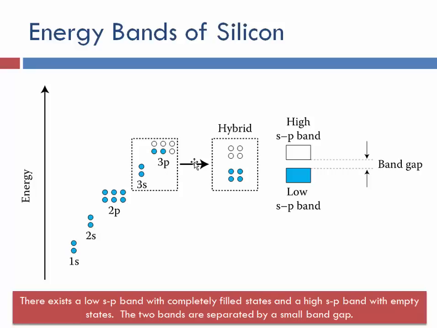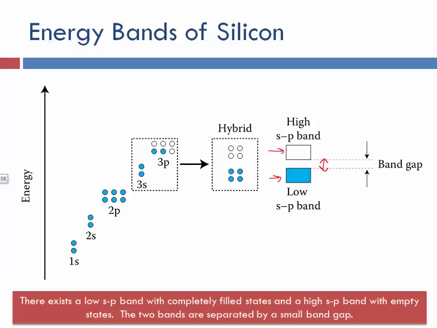These two orbitals form a hybrid sp orbital. So you get 4 filled states in the low sp hybrid band. This is called band hybridization. And you get 4 empty states in the high sp hybrid band. Between these two bands there is some band gap, so there's some energy where no electrons can exist. And this is what's called band hybridization.